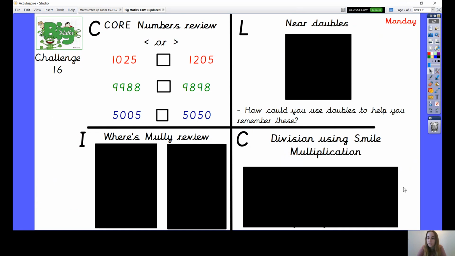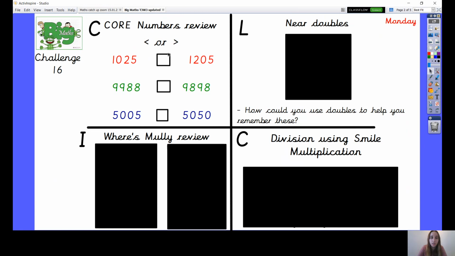Today for our CLIC skills, for counting, we're looking at our core number skills, which stands for comparing, ordering, rounding and estimating. So today we are comparing. I've given you 3 different sets of numbers. You've got your red numbers, green numbers and blue numbers.